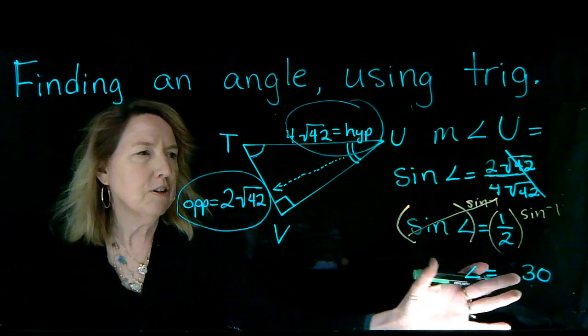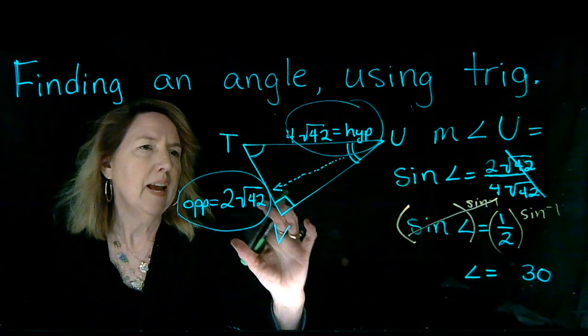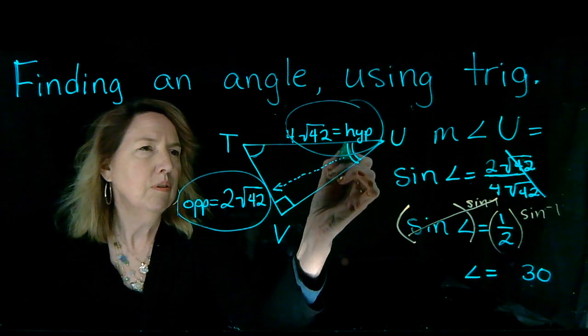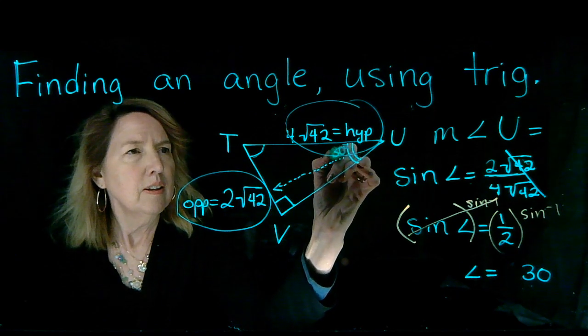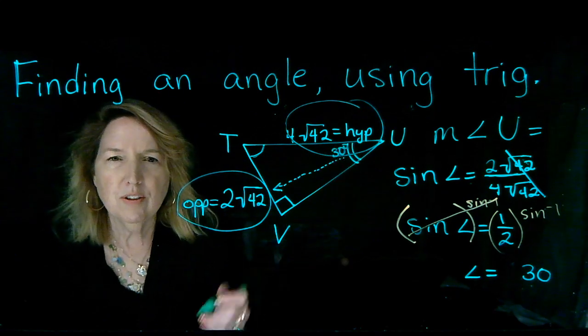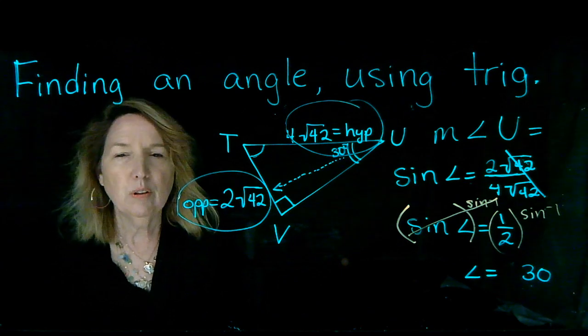Let's look at the picture and see if that makes sense. The angle in question is angle U, and we're saying it's 30 degrees. Well, it certainly seems reasonable that the angle is only 30 degrees.